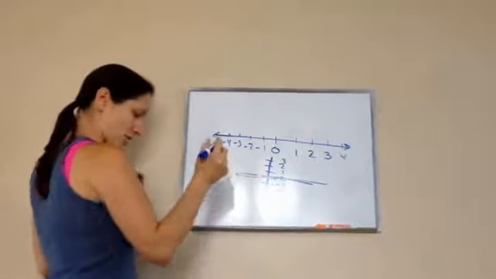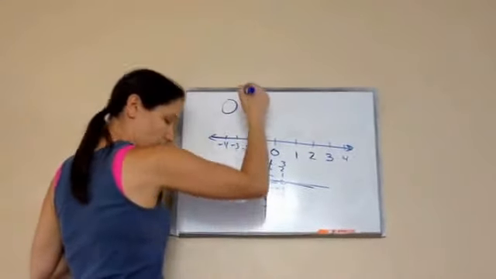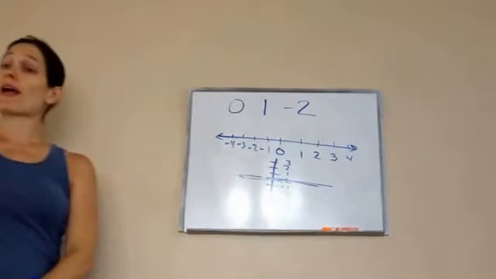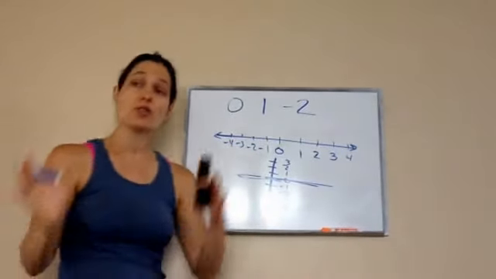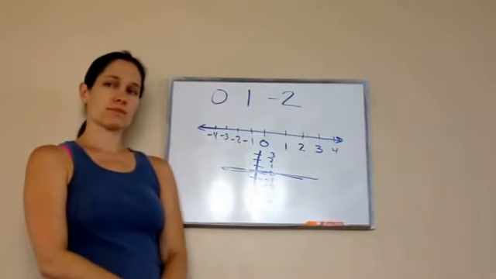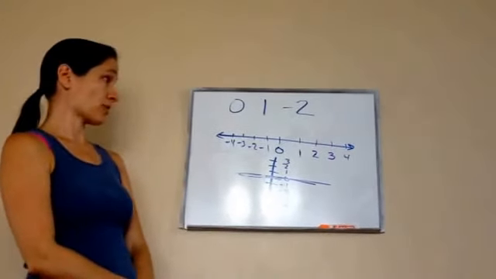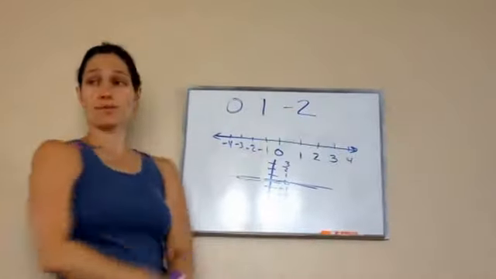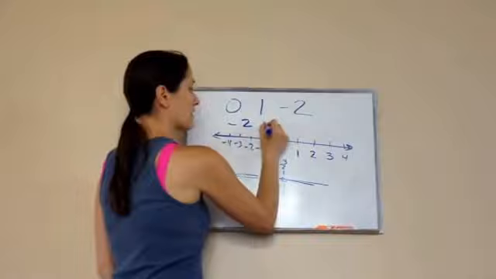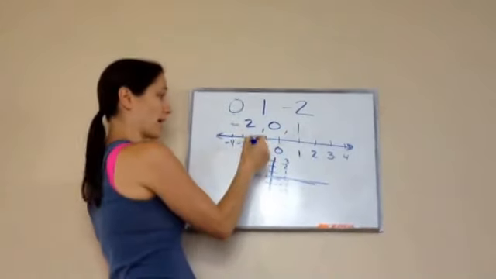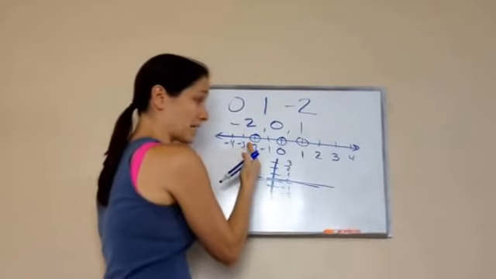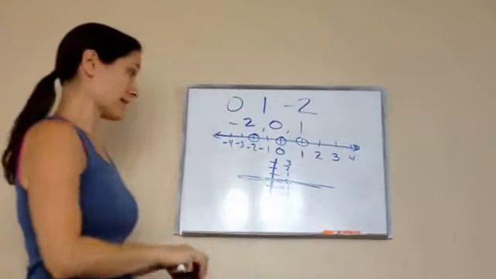And if I were to ask you to arrange these numbers, 0, 1, and negative 2, arrange those from least to greatest. What would you tell me? It'd be negative 2, 0, 1. Negative 2, then 0, then 1. You're exactly right, because here's negative 2, here's 0, and here's 1. So from least to greatest, that's exactly right.